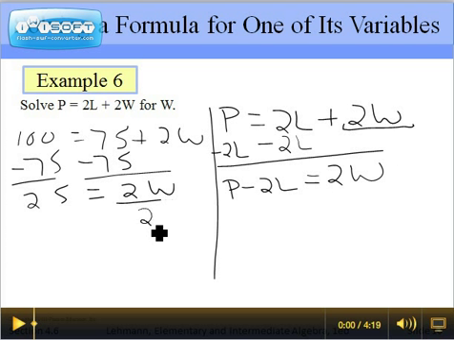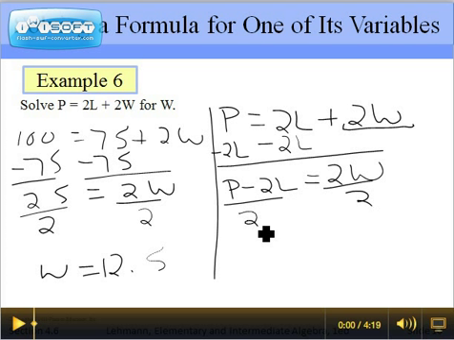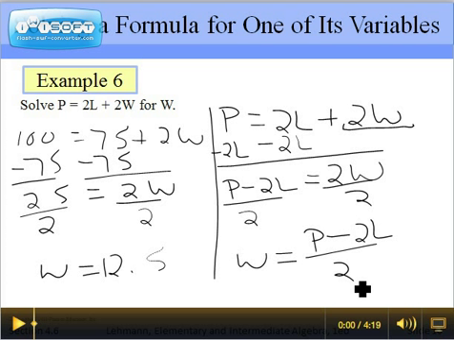Then I divide both sides by 2, which leaves me with W equaling 12.5 because I can simplify that. On the other side, I won't be able to simplify it. I'll divide both sides by 2. I'll end up with W equaling P minus 2L over 2. So when I solve for W, I get P minus 2L over 2.